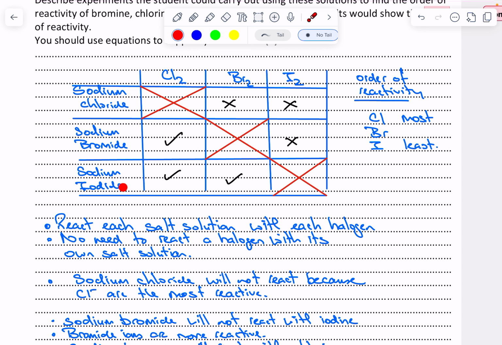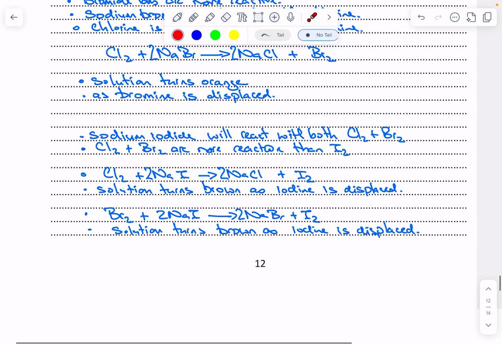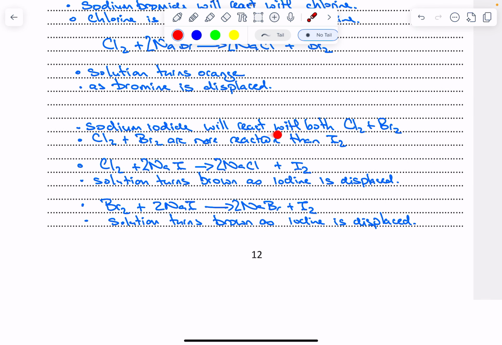and a cross with the iodine. And then sodium iodide, the final one, this is going to react with both of these 2 because this is the least reactive. So here we've got that sodium iodide reacts with both the chlorine and the bromine. That means that chlorine and bromine are more reactive than the iodine. The reaction for the chlorine is that, again, this is going to displace the iodine to form sodium chloride. And because iodine is displaced, the solution is going to turn brown.